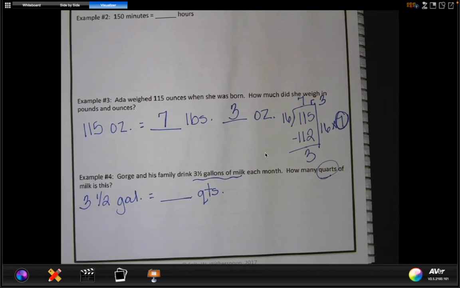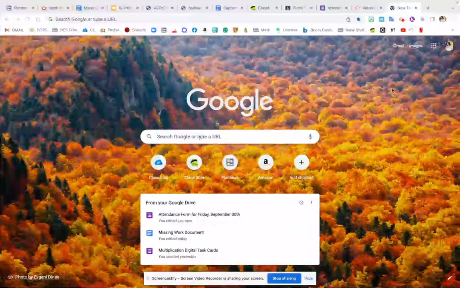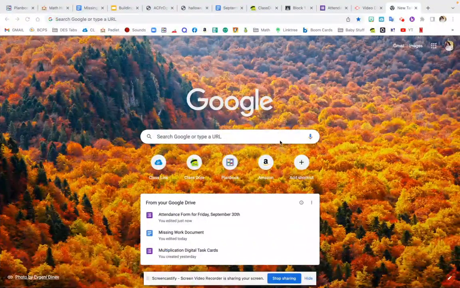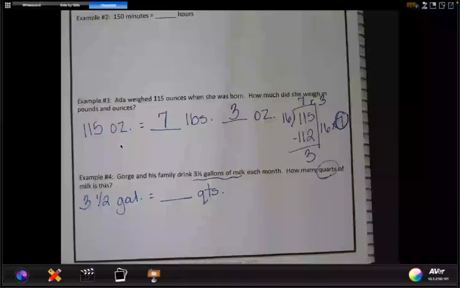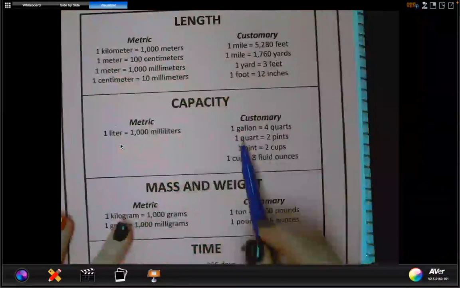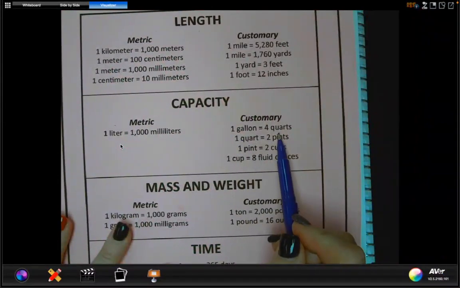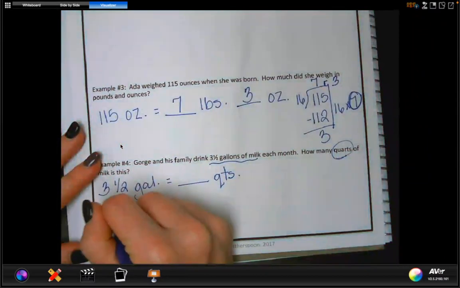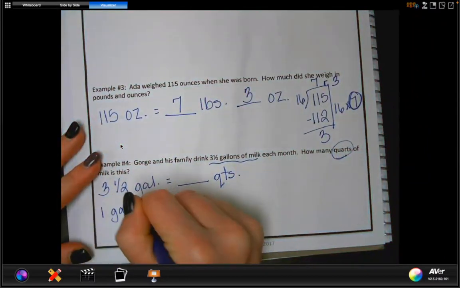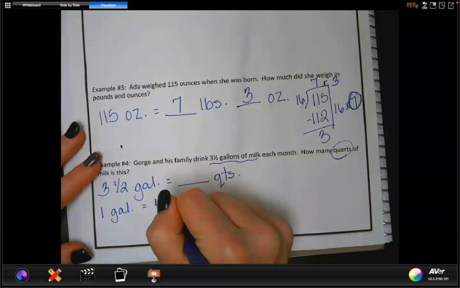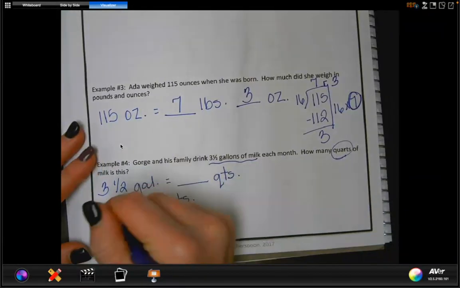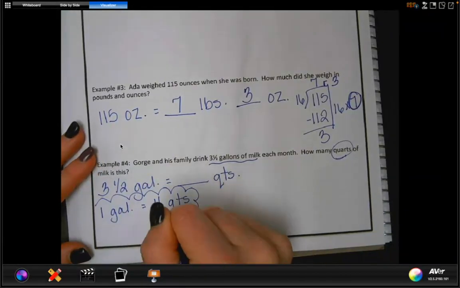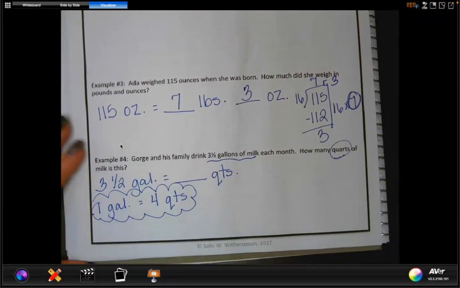All right, guys, this is where we need to go find our conversion rate. Sorry, I was just making sure I'm still recording. So we need to go find our conversion rate. For gallons and quarts, that's going to be in capacity, and it tells us that 1 gallon is equal to 4 quarts. So there's our conversion rate: 1 gallon is equal to 4 quarts.